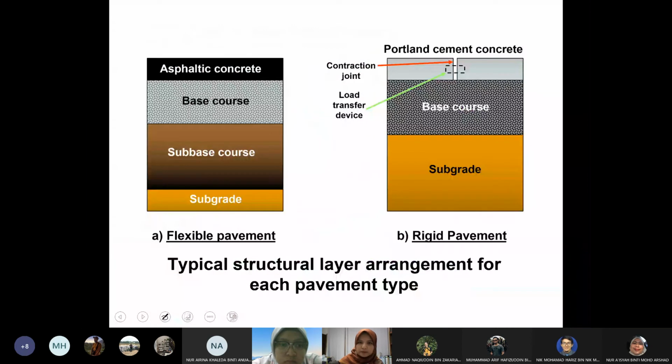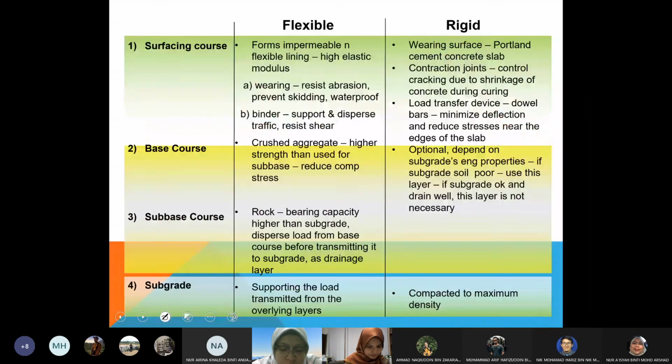Alright, so this is different between the typical design. Alright, kalau tengok asphalt dia banyak layer, yang ni dia ada 2 layer je dekat bawah. One more thing is dia ada contraction joint kalau plain cement concrete ataupun rigid pavement compared to flexible pavement. Okay, now this is also again dia differentiate between layer by layer. Okay, boleh baca.